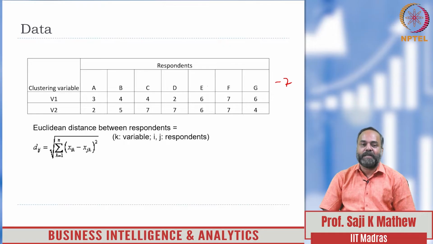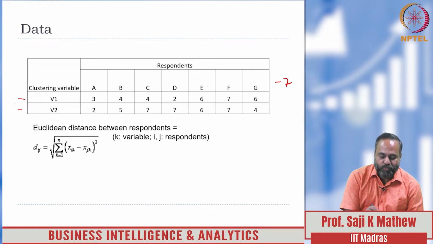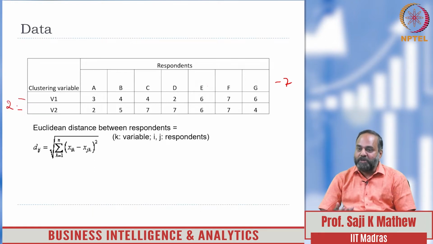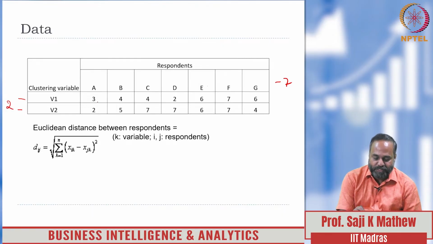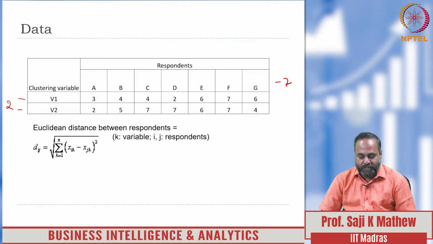So, there are 7 objects, or 7 respondents in this case, and V1 and V2 are 2 variables, or 2 attributes, as we call in database language. So, 7 objects and 2 attributes, and each object has a set of 2 attribute values. So, A has V1 and V2 which is 3 and 2, B has 4 and 5, C has 4 and 7, D has 2 and 7 and so on, and G finally has 6 and 4. Those are the attribute values for each object, okay.